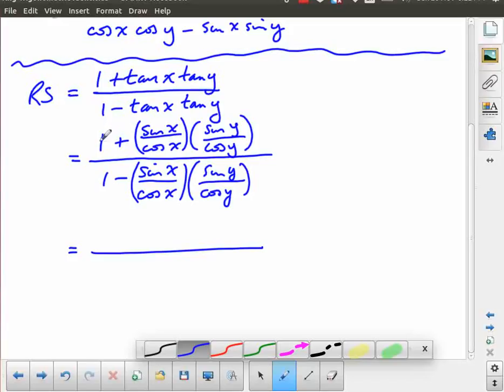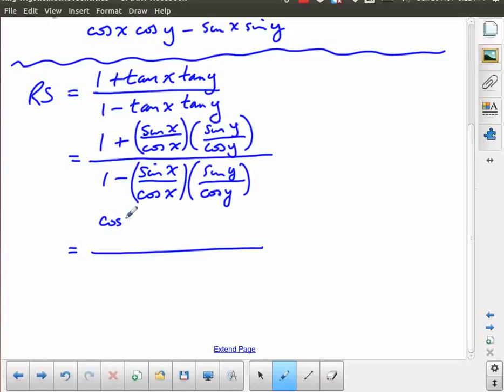So what do I have to multiply 1 by to give it a denominator of cos x cos y? Well, that's just going to be cos x cos y. And then this already has the denominator of cos x cos y, so that becomes sine x sine y over cos x cos y.